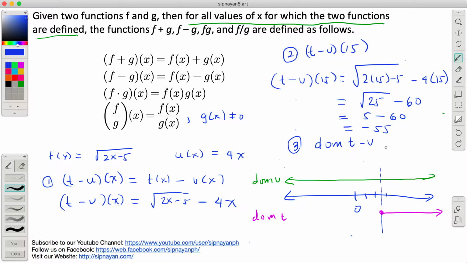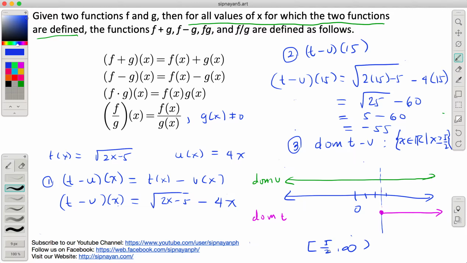So, the domain is actually equal to x is an element of real numbers such that x is greater than or equal to 5/2. Actually, pwede namang wala na tong element of real numbers. So, pwedeng x such that x is greater than or equal to 5/2. Yun yung domain of t minus u. In interval notation, kung familiar kayo, this is 5/2 up to infinity.